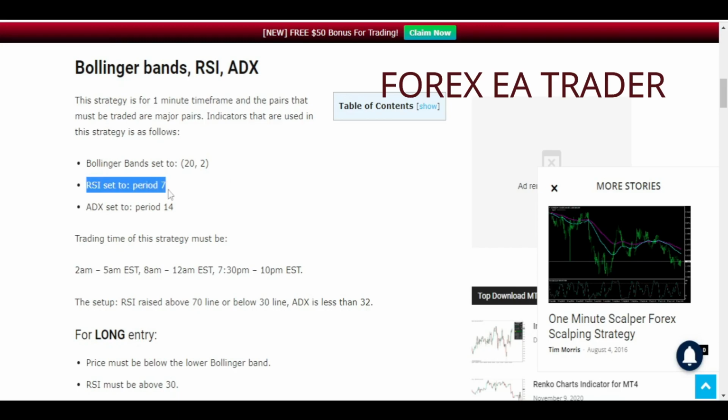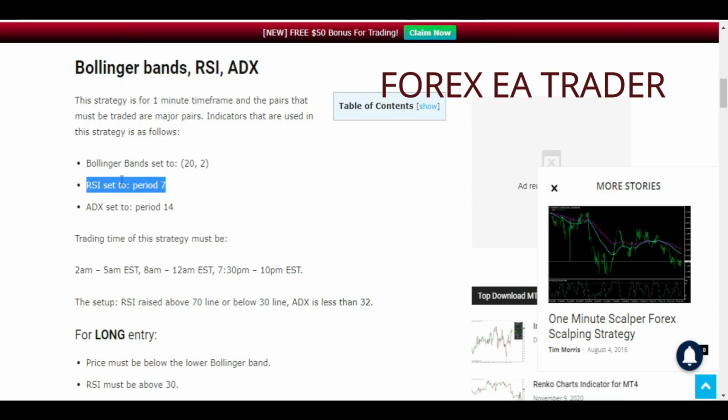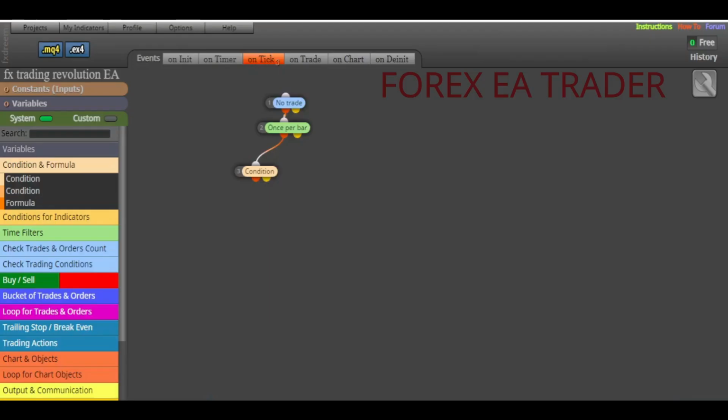Then we are going to have an RSI set to period 7. By the way, this side we are setting conditions for our buy. Then on this side we are going to set conditions for our sell. So we are still setting the condition for our buy. RSI needs to be set to 7, and RSI must be above 30. RSI 7 must be above 30.